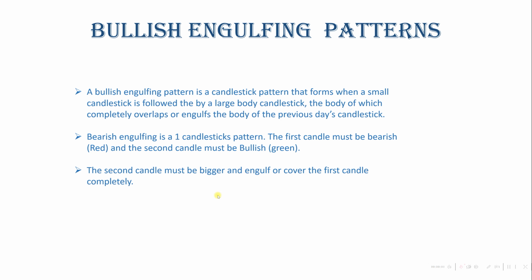In engulfing patterns, we have two types. First is the bullish engulfing pattern and second is the bearish engulfing pattern. A bullish engulfing pattern is a candlestick pattern that forms when a small candlestick is followed by a large candlestick, the body of which completely engulfs the previous candlestick. That is called a bullish engulfing pattern.